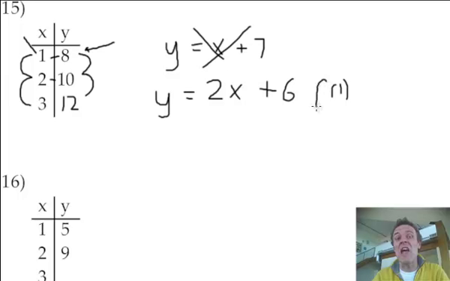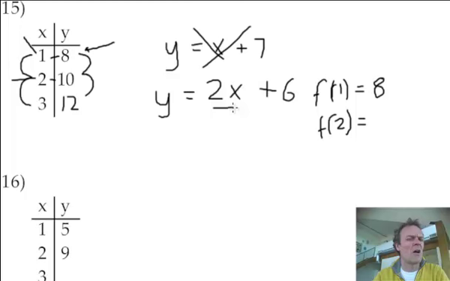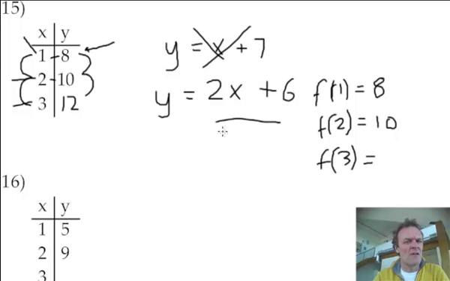Let's do something fancy. f of 1 equals 8. Remember your function notation? f of 1 equals 8. Now, does it work for the rest of these? When x is 2, f of 2: what's 2 times 2? It's 4 plus 6, that's 10. Seems to be working there. How about when x is 3, f of 3? 2 times 3 is 6, plus 6, yes, that's 12. So it seems to be working.